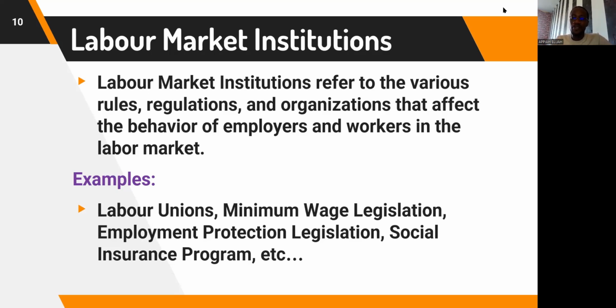Typical examples of labor market institutions are the labor unions, so the GPRTU, and the Trade Union Congress. We have so many labor unions in Ghana. We have NAGRAT, we have GNAT, the Ghana National Association of Teachers, all of them. We have CHASS, the Conference of Heads of Assisted Secondary Schools, that is the conference of headmasters. So labor unions are so many in this country.